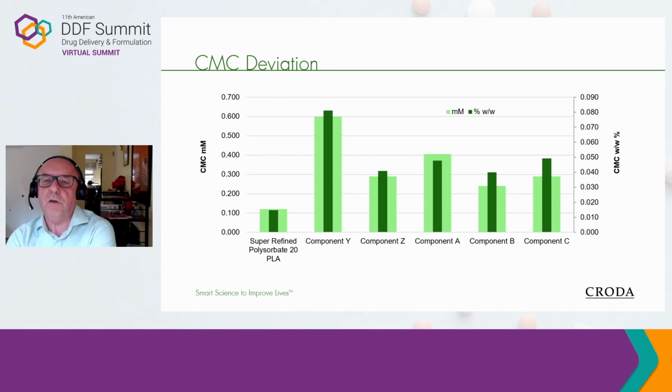Here we see the CMCs for the different polysorbate components, with the neat material PLA having the lowest CMC. And this is probably because these are highly mixed micelles and therefore have the ability to make much smaller spherical species. But as you can see from the other components, there is some variability in the CMC size, depending on the components under study.